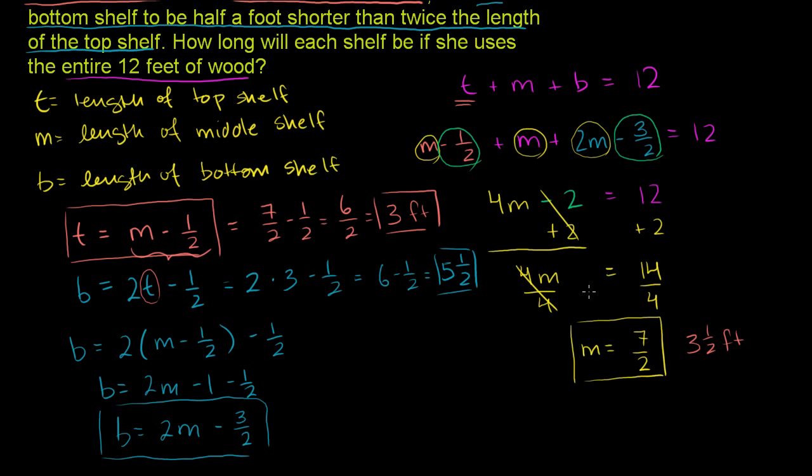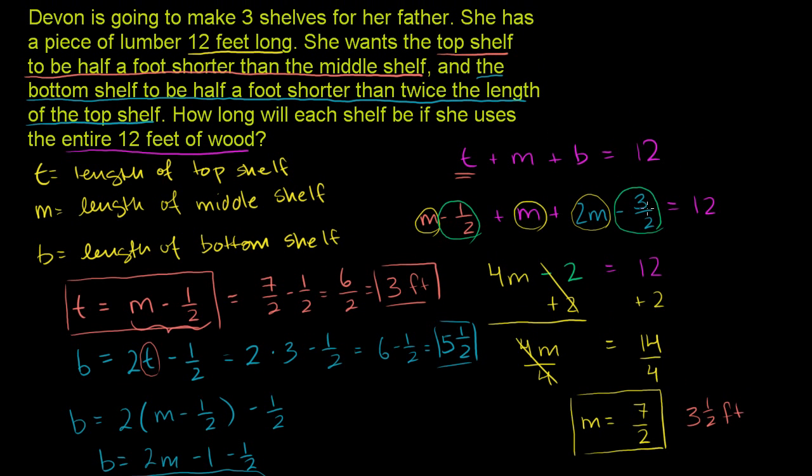The top shelf is half a foot shorter than the middle shelf, and the bottom shelf is half a foot shorter than 2 times the top shelf. And we are done. We know the lengths of the shelves that Devon needs to make.